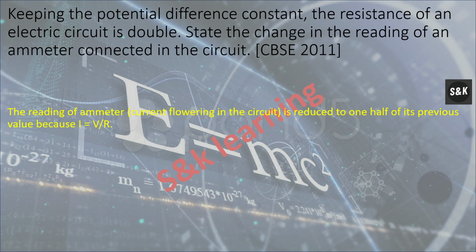Keeping the potential difference constant, the resistance of an electric circuit is doubled. State the change in the reading of an ammeter connected in the circuit. The reading of the ammeter is reduced to one half of its previous value because I equals V upon R.